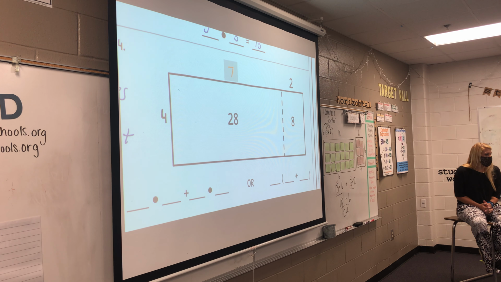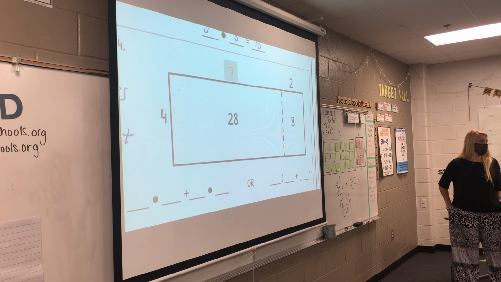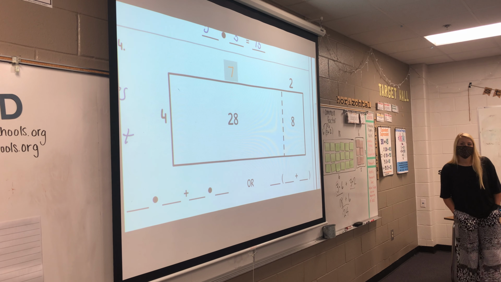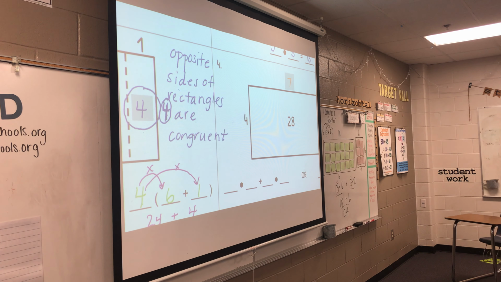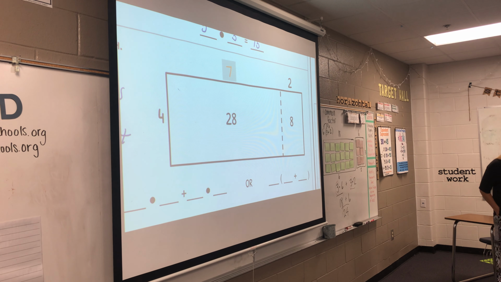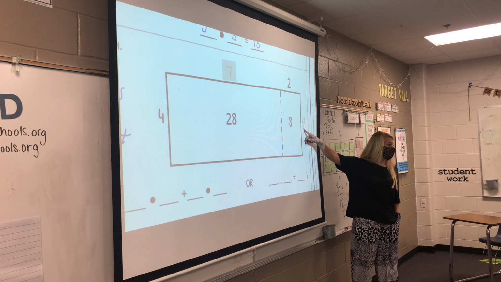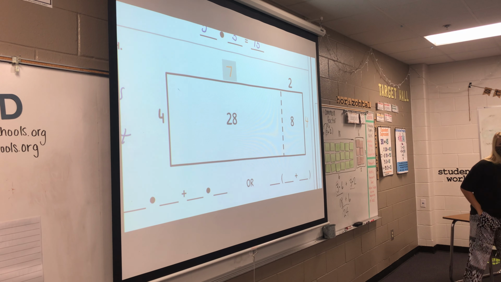So where do I put that? 4 times 2 equals 8. Where did you get that 4 from? Because I don't see a 4 over there. There's a 4 on the same side, but there's no 4 on the other side. So we know the opposite sides of rectangles are congruent. Awesome. So that means the opposite side of the rectangle is 4. Great job.